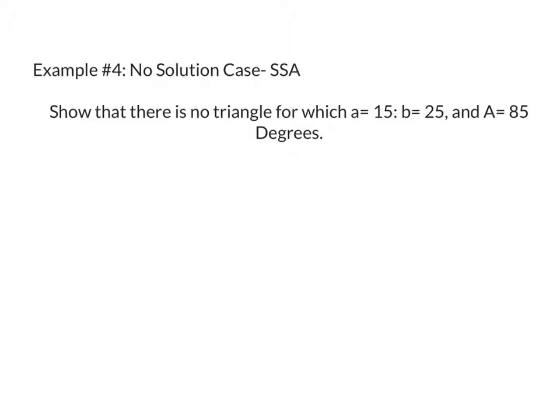Okay, so on this one, it says, show that there is no triangle for which a equals 15, b equals 25, and capital A is 85 degrees. So the full information that we were given is a and angle A. So we would put 15 over sine of 85, which, by the way, is one of those cases where a is less than b. And when a is less than b, you either get two solutions or no solutions. So they're saying, set it up just to see if it's going to give you the no solution setup.